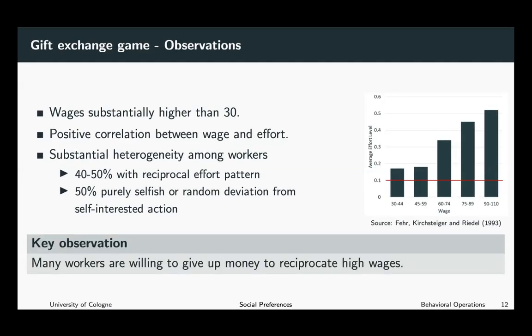The key observation is that many workers are willing to give up money to reciprocate high wages. So if you remember the ultimatum game, what we saw there is that subjects in the lab were willing to forego profits in order to prevent unfair outcomes in which they were worse off than other players. In this case here, we observe that the participants in the experiment were also willing to give up money to establish a fair outcome, to reciprocate high wages with high effort.